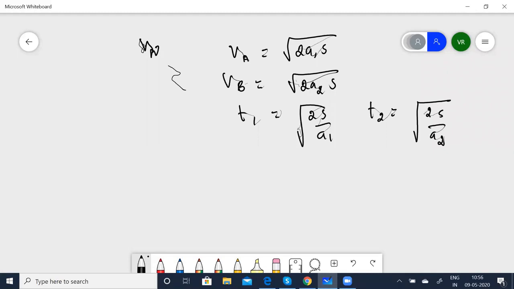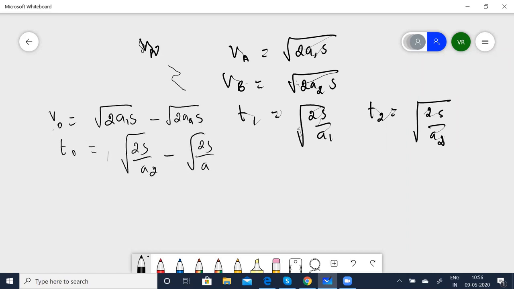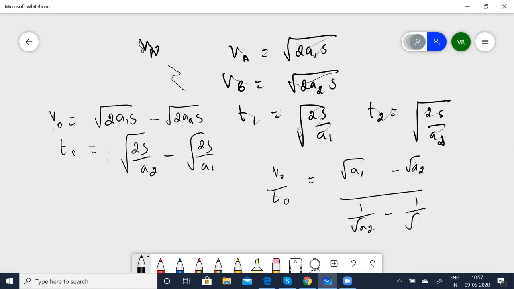Now we know what v0 is. v0 is root of 2a1s minus root of 2a2s. And t0 is t2 minus t1, which is root of 2s by a2 minus root of 2s by a1. Now v0 by t0 is being asked, which is root of a1 minus root of a2 divided by 1 by root of a2 minus 1 by root of a1. Simplifying this, we get root of a1 a2. Let's see which option is correct.